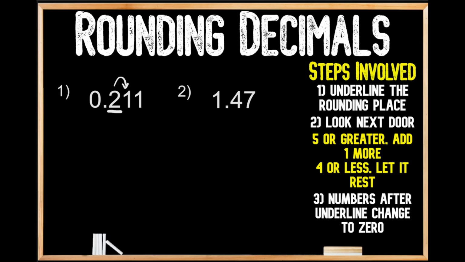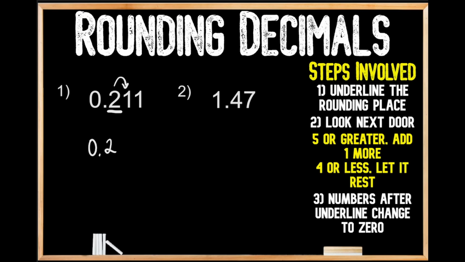And if it's 4 or less, then we're going to let our number rest and keep it the same. So obviously here 1 is in the category of 4 or less, so we're going to let the place that we're rounding rest. So our 2 is going to stay the same in our tenths place.